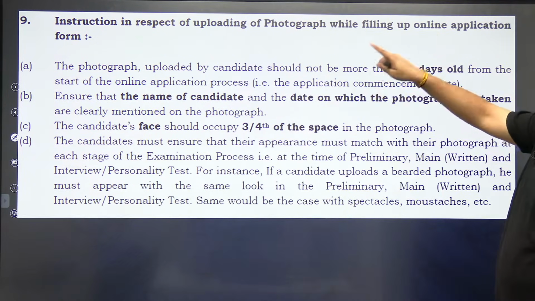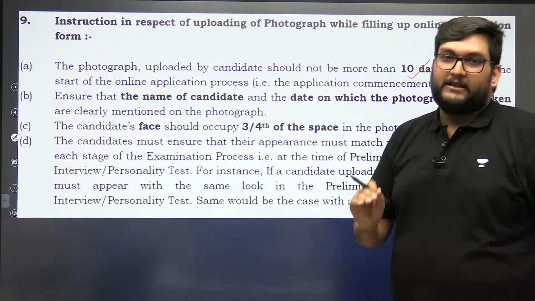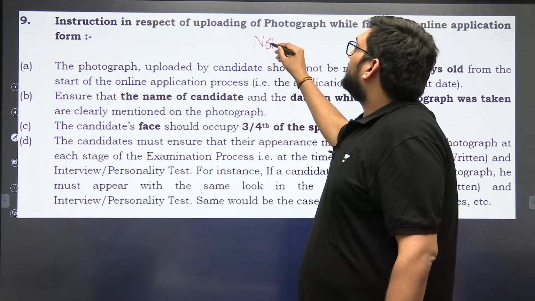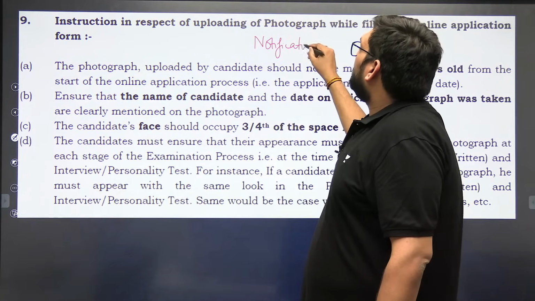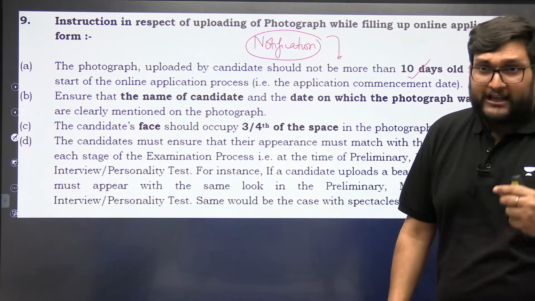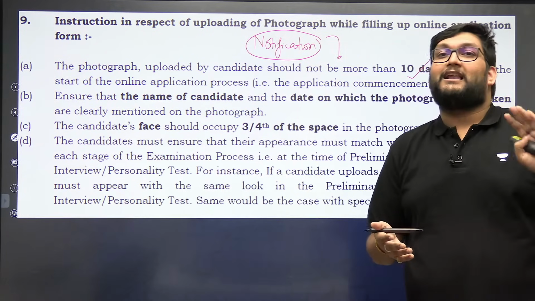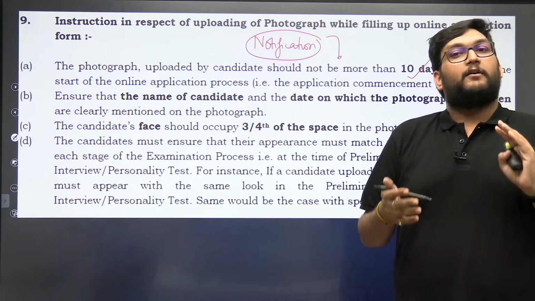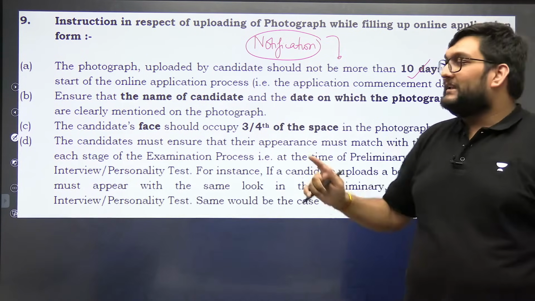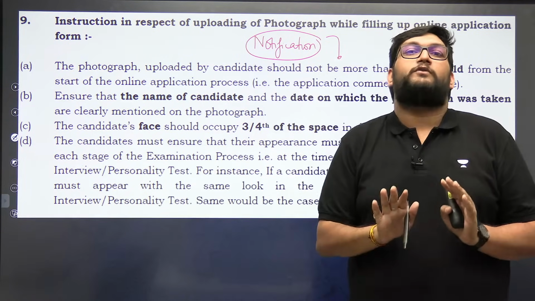The photograph should not be more than 10 days old from the online application process. This is a very important notification change, or a very important concept, which UPSC has indicated very properly. A lot of students are in BA Honours and they will upload their 12th class, 8th class, 6th class photos. So UPSC says your photo should look like you. So please, it's not 10 days, at least the latest photo you've clicked.